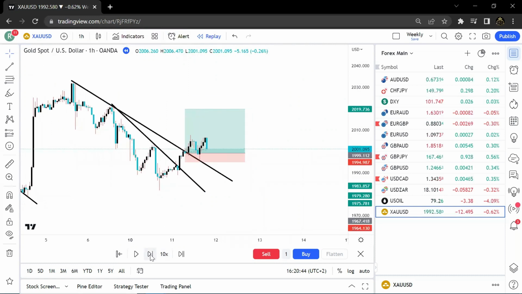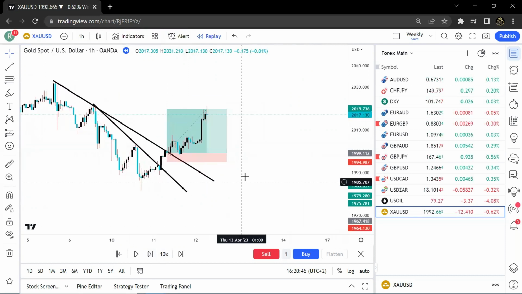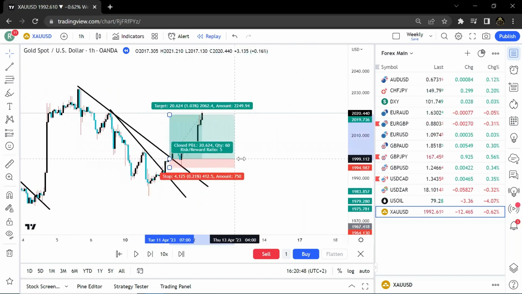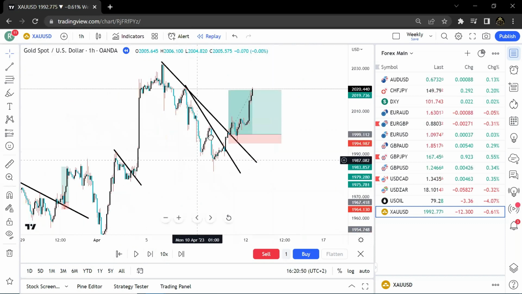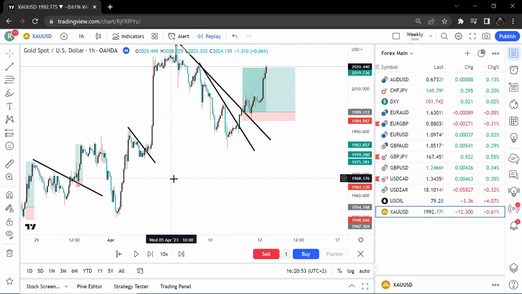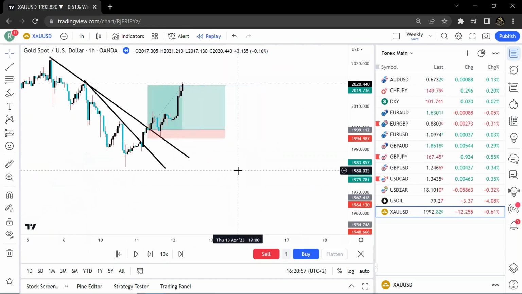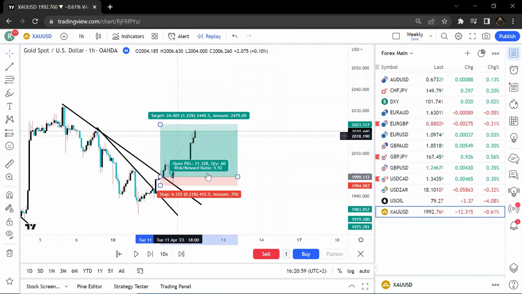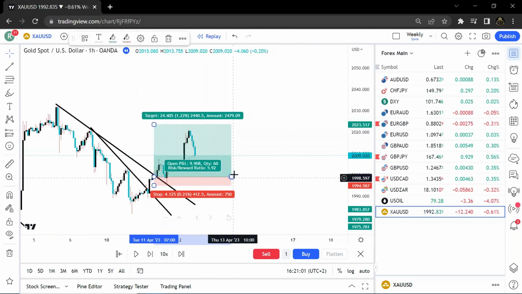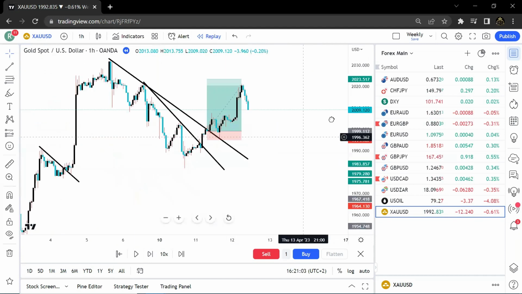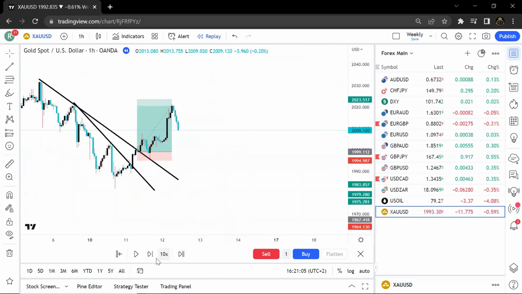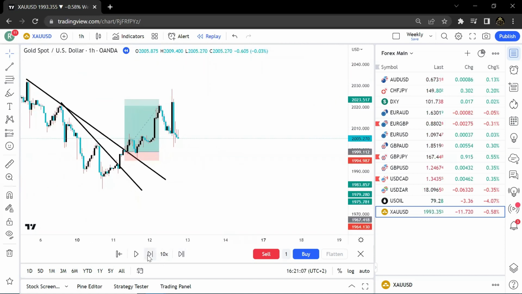Okay, let's take the trade up. And boom, another one. So you guys see how we would have waited all the way from 31 March, so about 10 days, before taking a trade. And now we are running smoothly into profits. We haven't lost the trade yet, so let's continue with this trend.